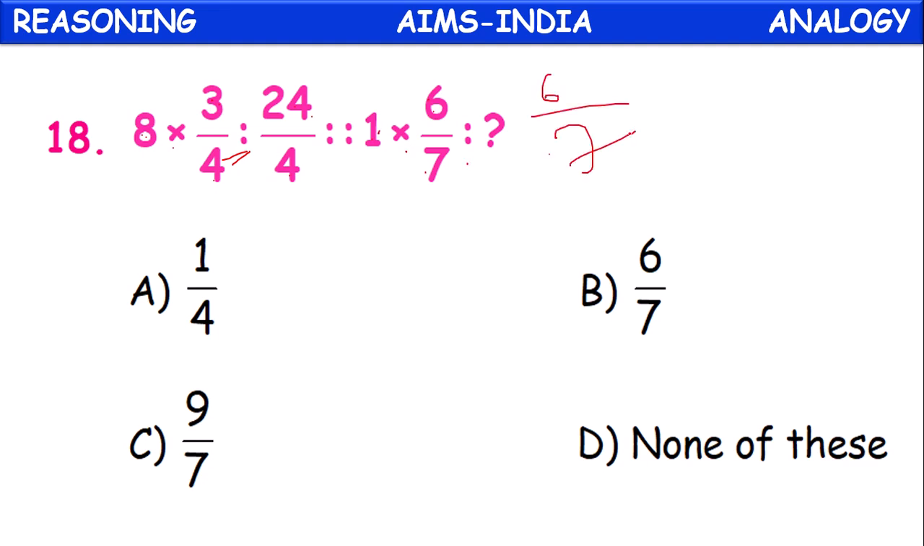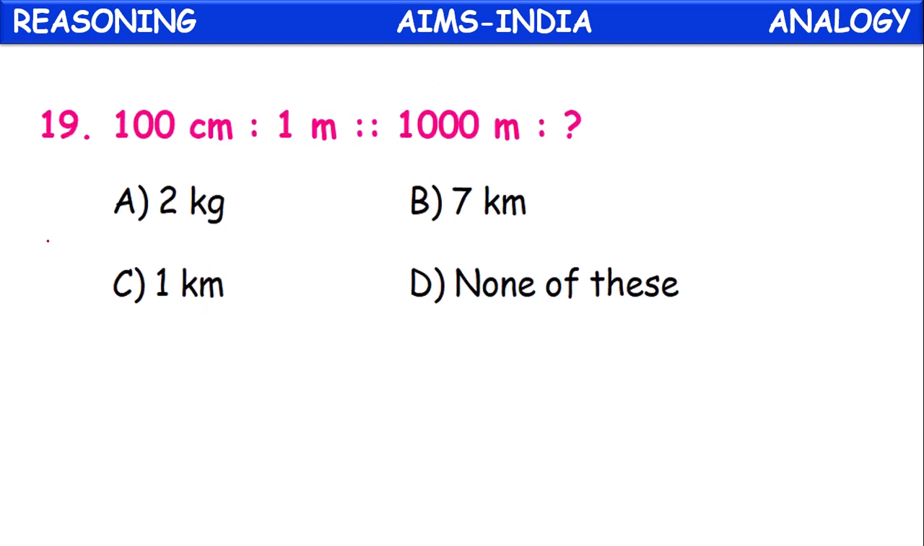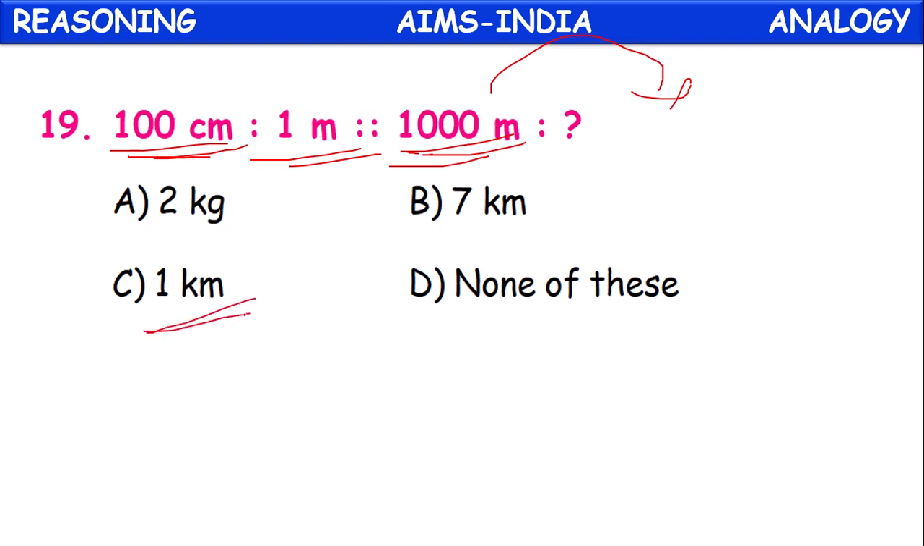So 8 into 3 by 4 is related to 24 by 4. 8 3 times 24. So then 1 into 6 by 7 related to what? 1 into 6, 6 by 7. So option B, correct answer.